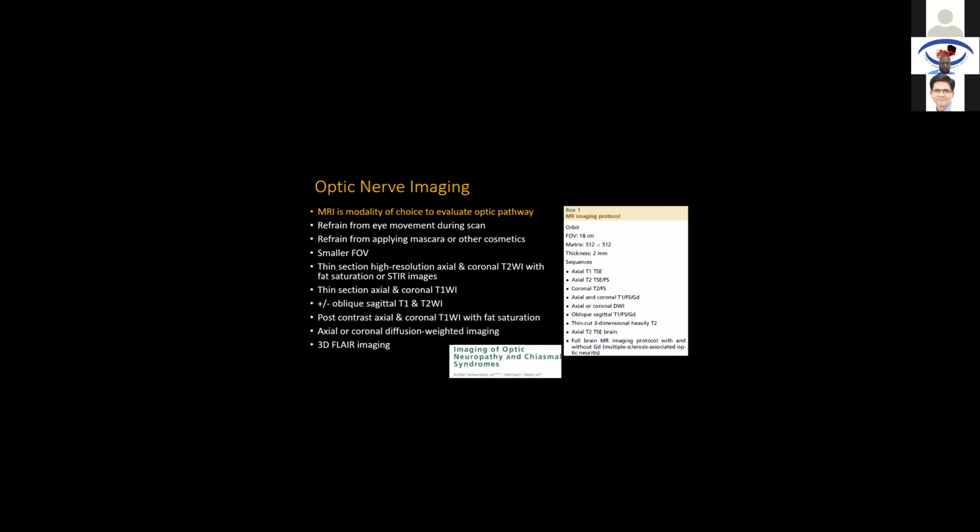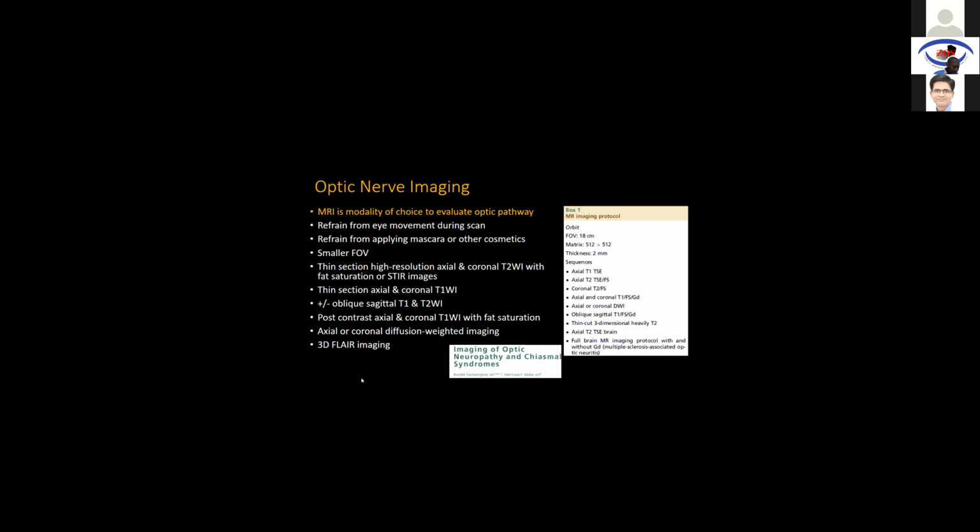And then we also do axial or coronal diffusion weighted imaging. Now, especially when you're suspecting demyelinating lesions, which we're going to be talking about today, you also need to do post-contrast imaging of the entire brain. And then we do what is called 3D FLAIR imaging, which is a volumetric T2 FLAIR imaging of the entire brain, which will help you pick up some of these demyelinating lesions associated with NMO, MOG, as well as MS. And I'll show you examples of each of them. So that's on the imaging of the optic nerve.